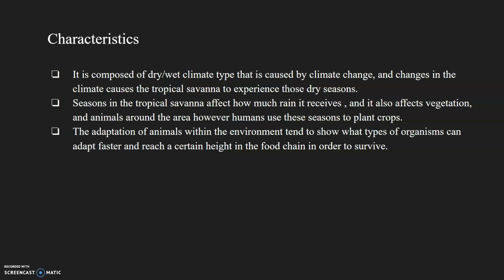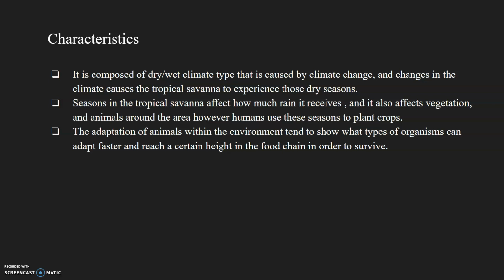It is composed of a dry, wet climate type that is caused by climate change, and changes in the climate cause the tropical savanna to experience those dry seasons. Seasons in the tropical savanna affect how much rain it receives, and it also affects vegetation. Animals around the area, however, humans use these seasons to plant crops.